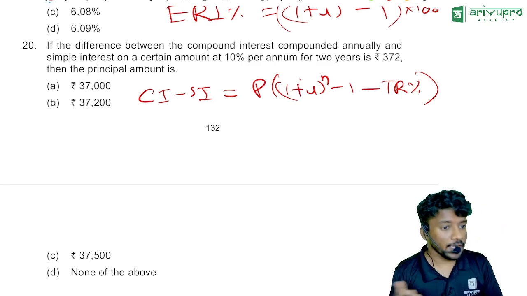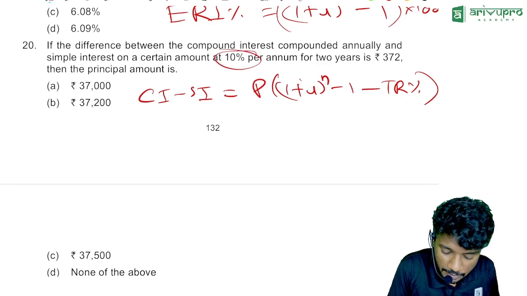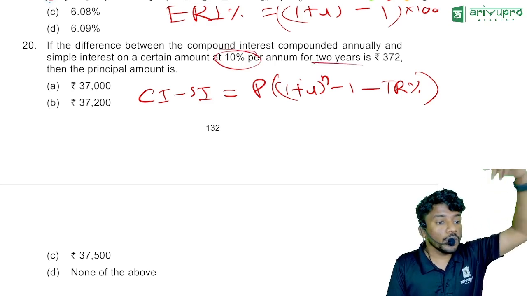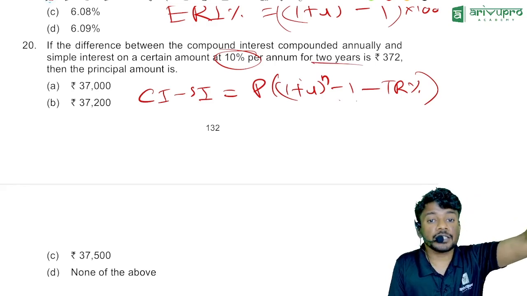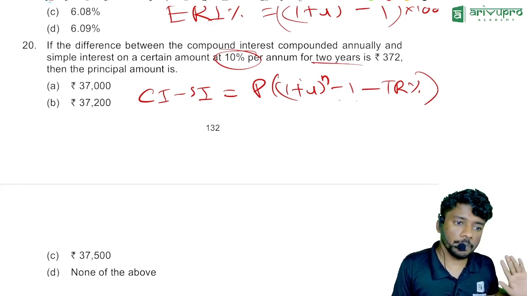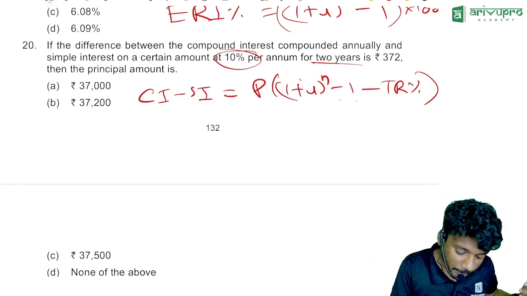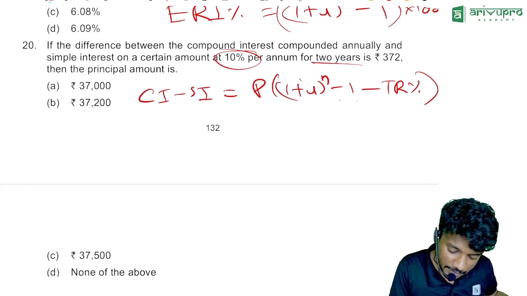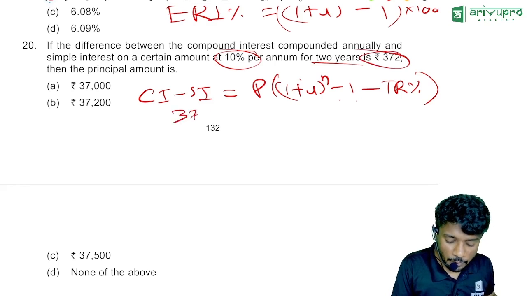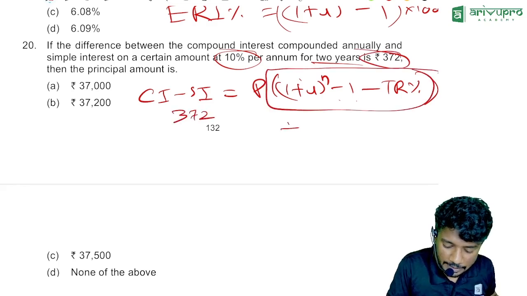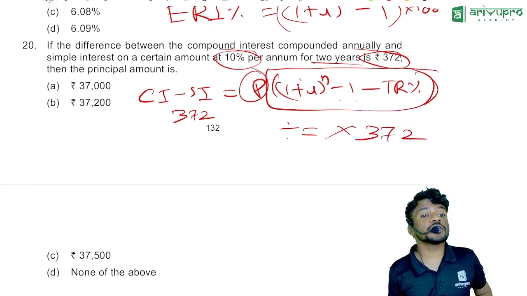Can you find it? Everything is given. So the difference between compound interest annually and simple interest is this much, 10% per annum, 2 years. N is how much? 2. 1 plus I is 1.1 square minus 1, minus T into R percentage. Very easy. Then divide equal to, multiply it with, so they are asking for the difference, right? No. They have given the difference, that is 372. So find this value, then click divide equal to, multiply it with 372, and you will get the value of P. How much did you get?